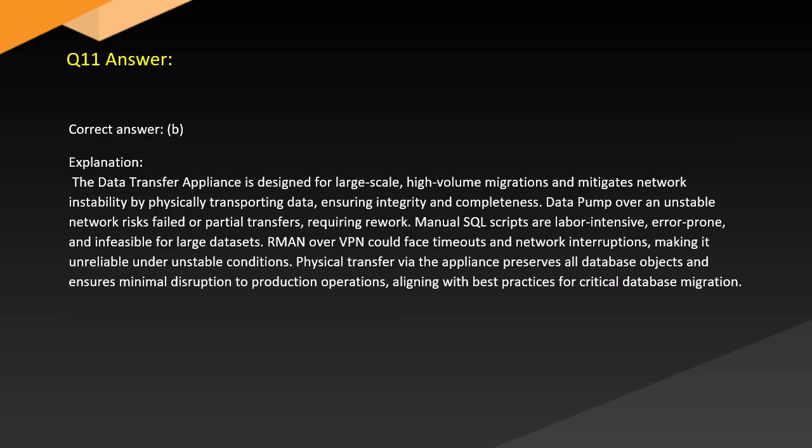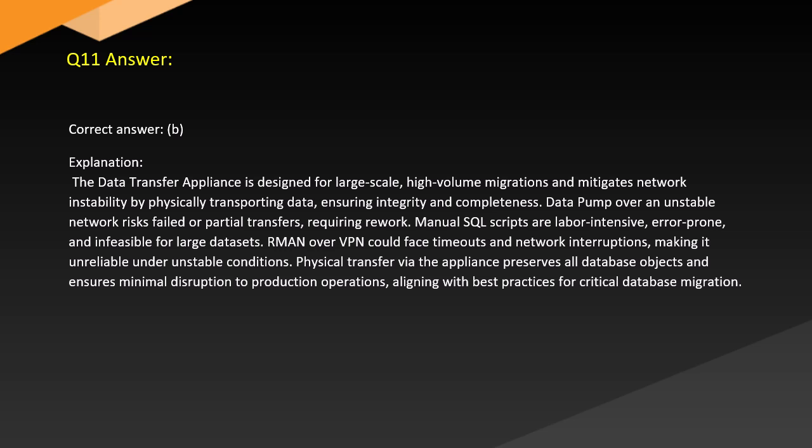Answer. Correct answer: B. Explanation. The data transfer appliance is designed for large-scale, high-volume migrations and mitigates network instability by physically transporting data, ensuring integrity and completeness. Data Pump over an unstable network risks failed or partial transfers requiring rework.